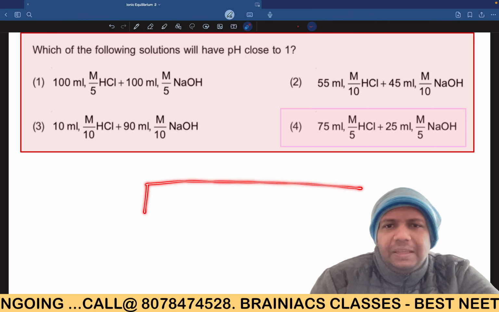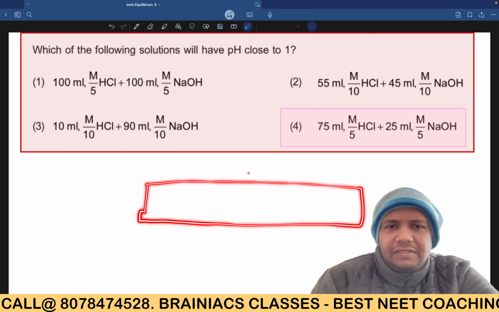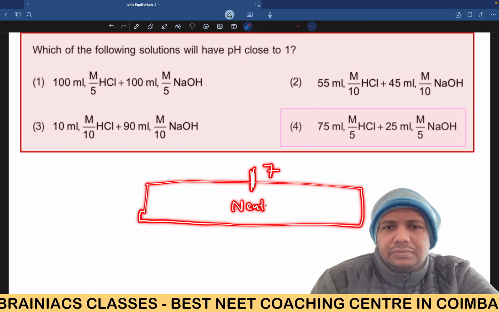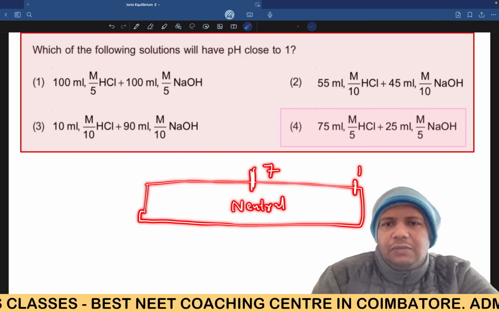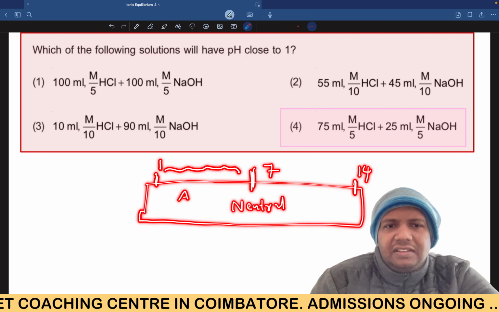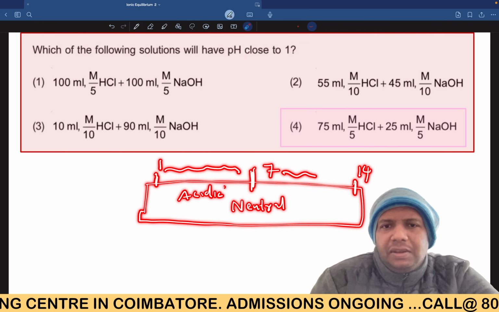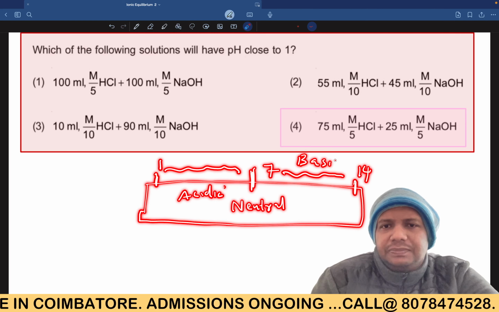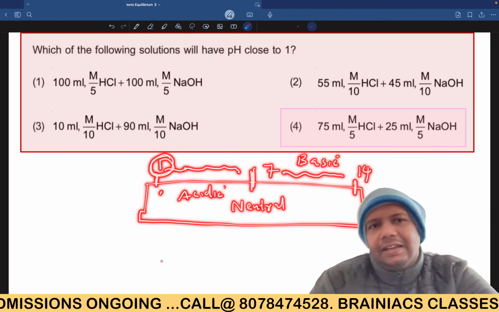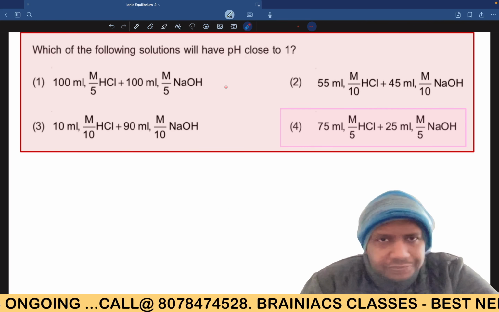Because we know that in the pH scale, suppose this is the pH scale, this is the central value 7, that is neutral. This end is 14 and this end is 1. So between 1 and 7 it is acidic, and between 7 and 14 it is basic. Here they want the pH value to be 1, so surely it is highly acidic. So this won't be the answer.